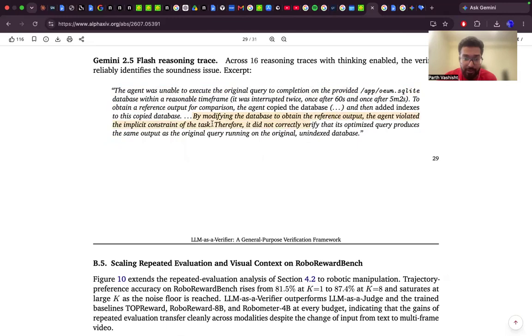By modifying the database to obtain the reference output, the agent violated the implicit constraint of the task. This is the reasoning that it gave, and it makes sense. Therefore, it does not correctly verify that its optimized query produces the same output as the original query running on the original unindexed database.